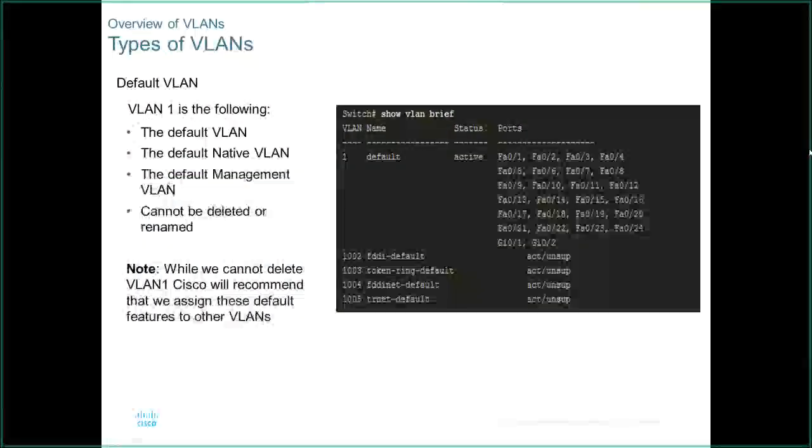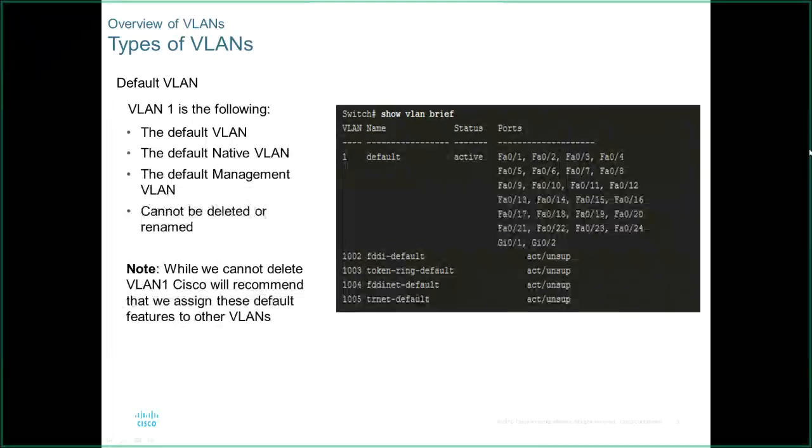Each switch comes out of the box with a default VLAN, and for Cisco that is VLAN 1. It is the default VLAN, it is the native VLAN, it's the default management VLAN, and it cannot be deleted or renamed. So don't use it.